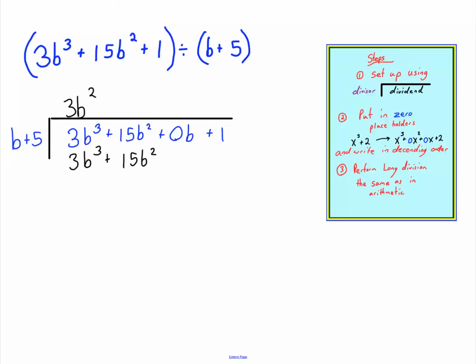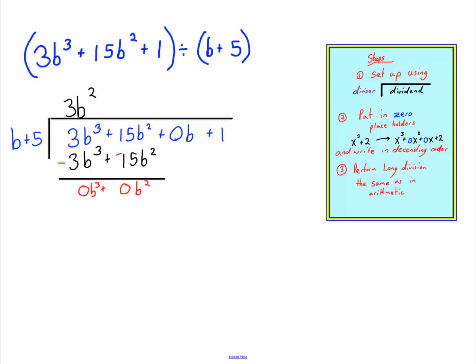Okay, now just like the rules of arithmetic, when I did long division, my next step is to subtract these. So I'm going to subtract both. So 3b cubed minus 3b cubed is 0. And this 15b squared minus 15b squared, this is 0 as well. And just for us to keep track, I'm going to put 0b squared here. So you'll see why this helps us. Okay, I have 0b squared.